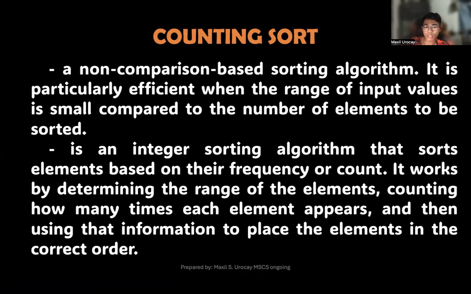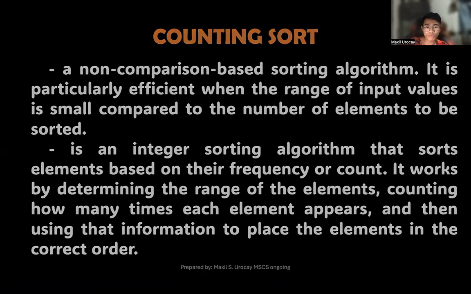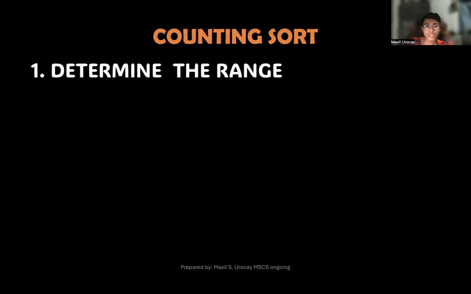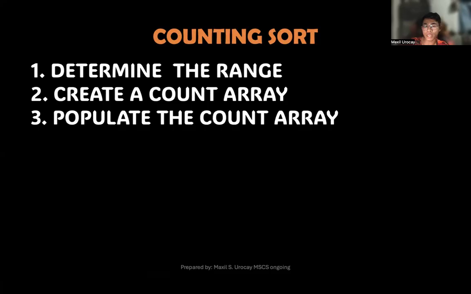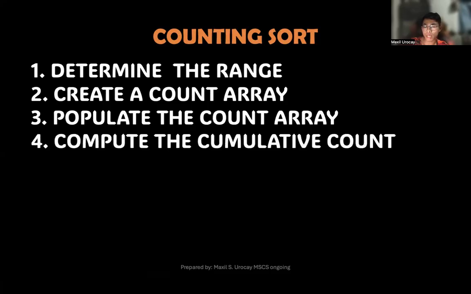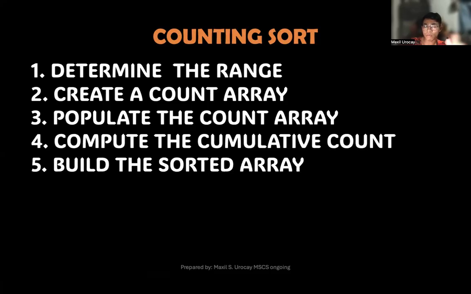It works by determining the range of the elements, counting how many times each element appears, and then using that information to place the elements in the correct order. So for this one, you will determine the range. That will be the first step. Then create a count array, populate the count array, compute the cumulative count, and build the sorted array. So there will be 5 steps only. That is basic for you actually.